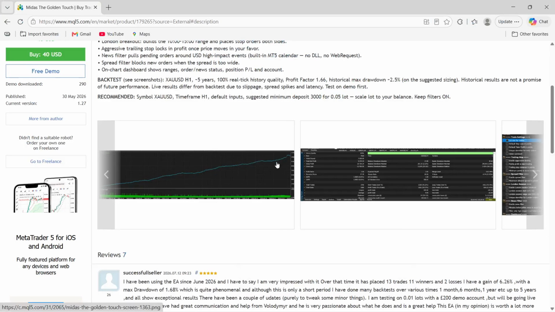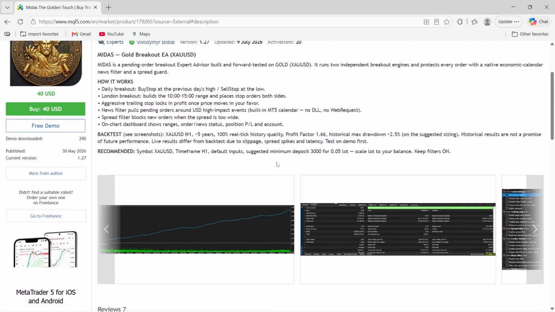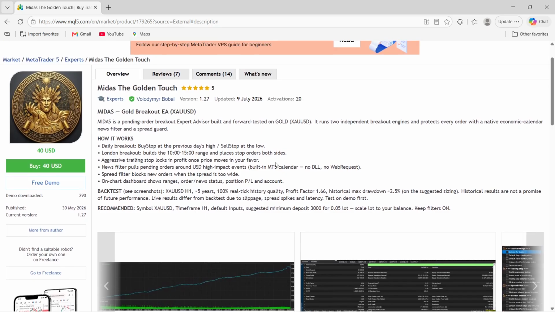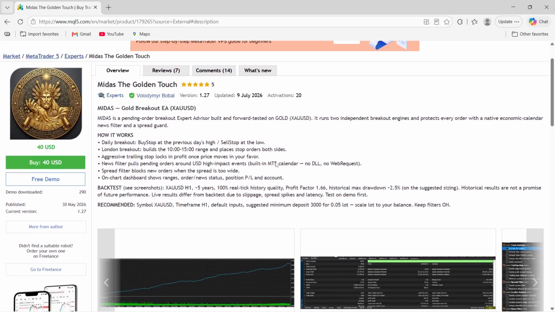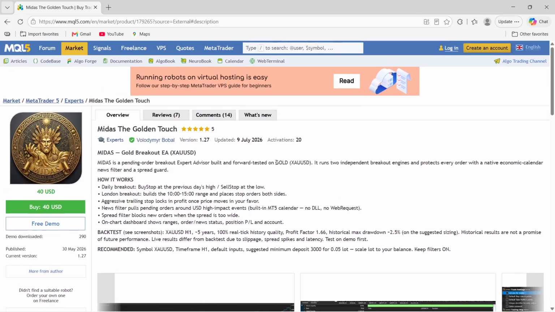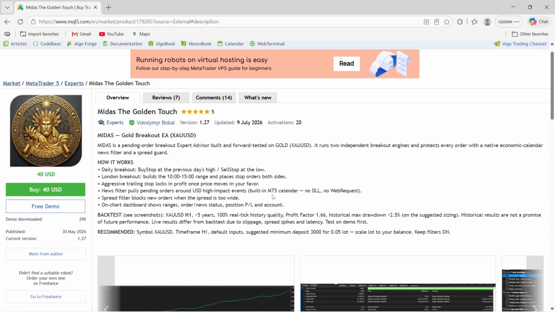Results were positive with good metrics when using recommended settings. The specialization for XAUUSD helps in handling its unique behavior. Compared to general EAs, the gold focus and adaptive features give it an edge on this pair. However, gold can be unpredictable, so risk management is key.